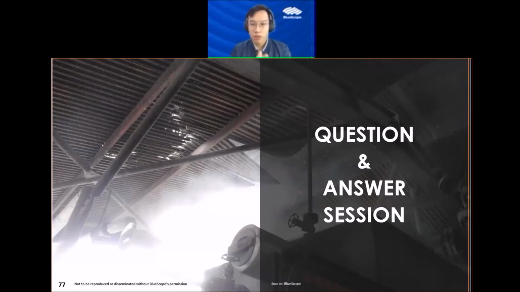So the first question is from Lee. Can we reduce the RH in the building so that the condensation will not happen on the bottom side of the roof? So the answer is, like I presented earlier, yes. If you're referring to the steam, then yes, you can try to reduce the RH internally.